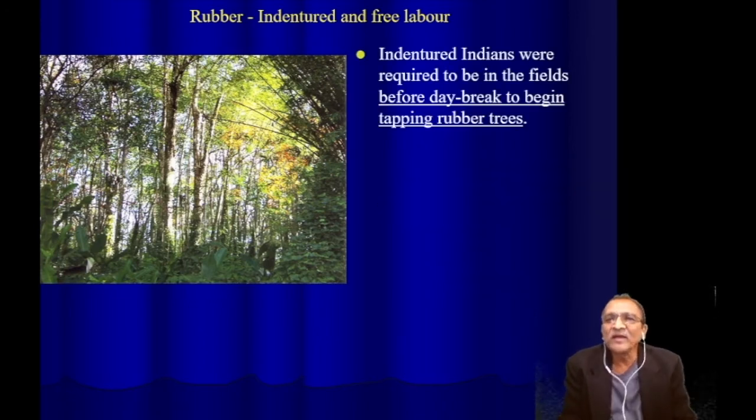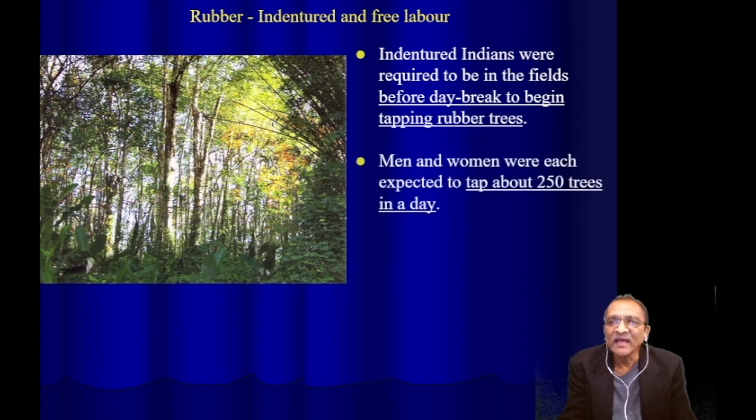Indentured laborers were required to be in the fields before daybreak to be in tapping. So they had to go, some of them told me, as early as 3 a.m. in the morning. They had to be in these rubber plantations. Why so early? Because when the sun comes out and it gets warm and hot, the flow of the milk from the bark lessens. Men and women are expected to tap 250 trees per day.